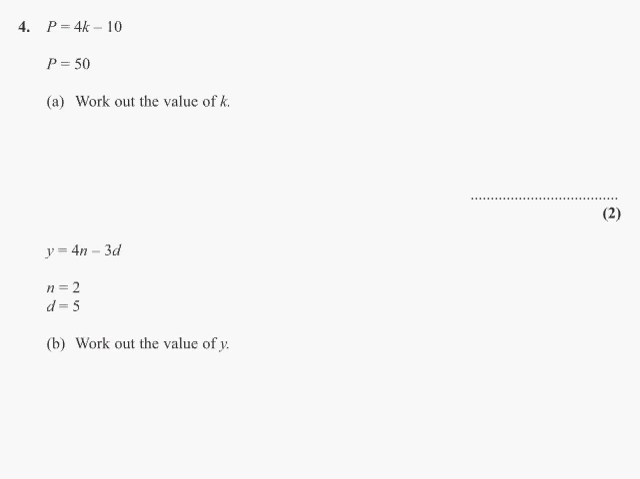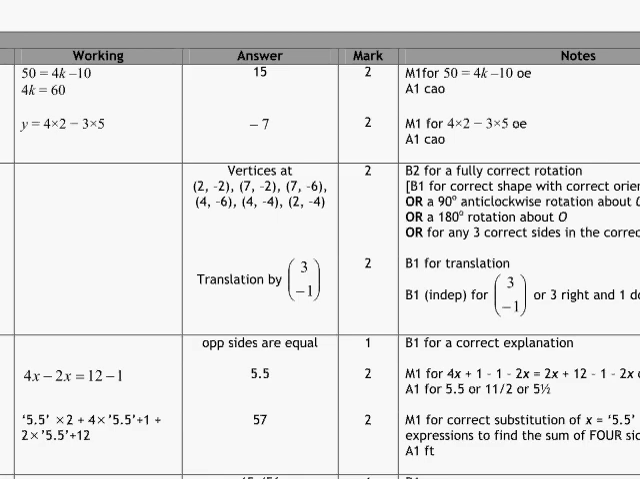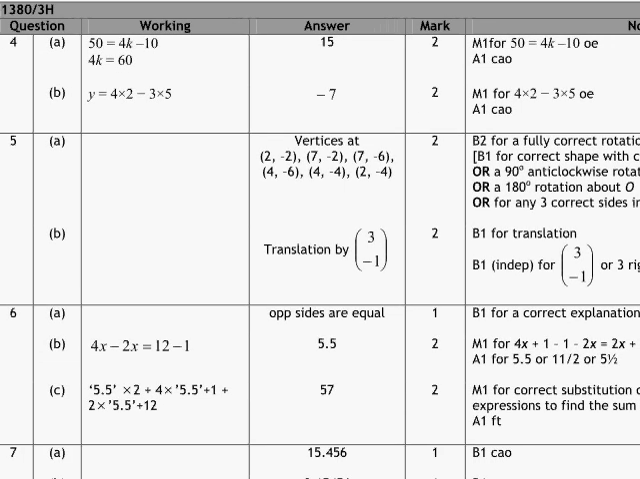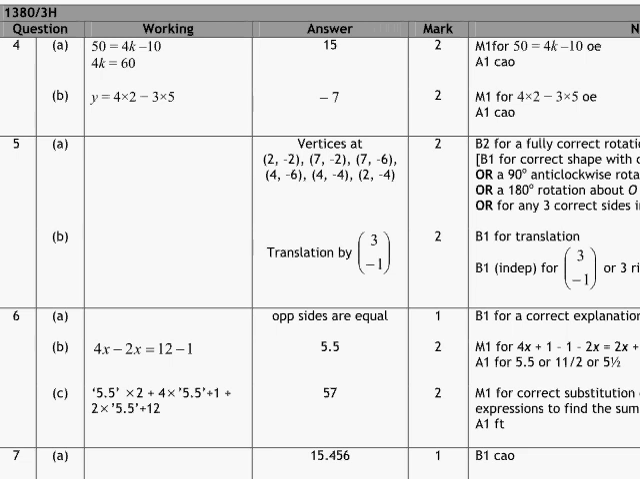So that's our answer. Let's check if we got it correct. I'll check the mark scheme. So question 4, 50 is equal to 4k minus 10. That's what we did. We substituted P for 50. Then we said 4k is equal to 60. That's also what we did. Answer 15. So we got it right. We got 2 marks. Give yourself 1 mark if you substituted 50 for P and wrote down 50 is equal to 4k minus 10 or some equivalent of that.